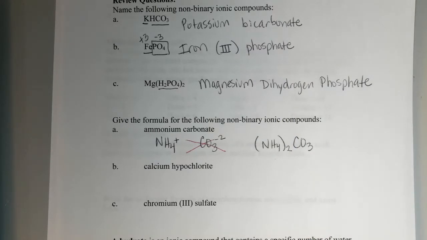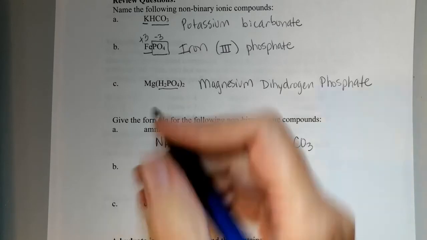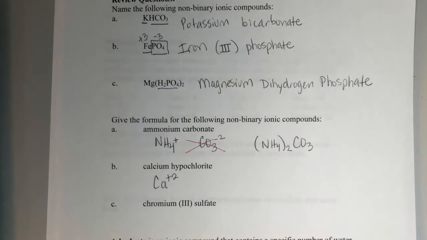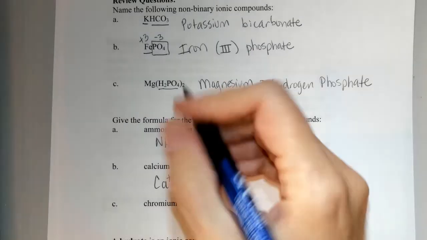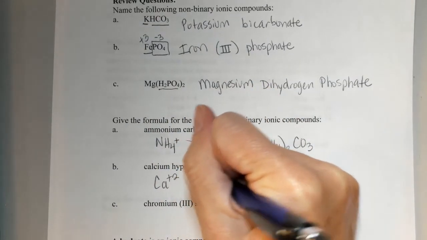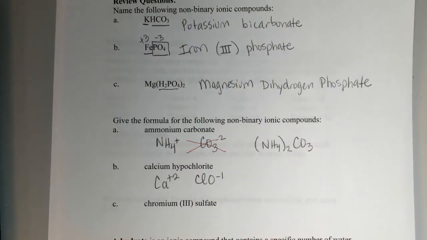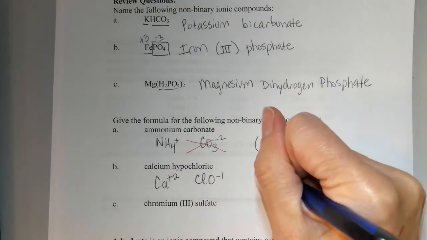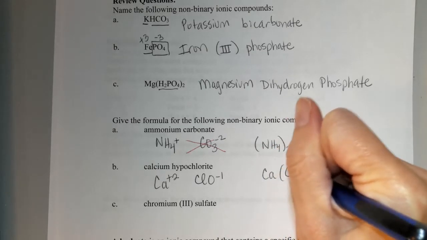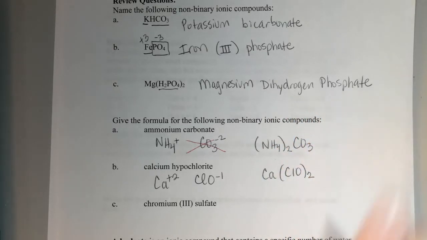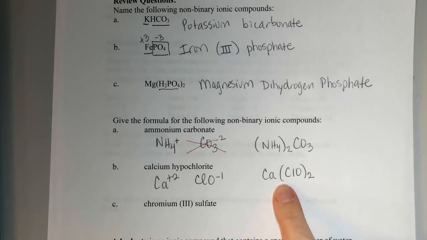The next one we have is calcium hypochlorite. Calcium we know is Ca, alkaline earth metal group 2, so +2 charge. Hypochlorite on our list of polyatomics is ClO with a -1 charge. If I crisscross there, I would need 1 calcium, and for the hypochlorite, I would need 2 to get a -2 charge to balance the calcium's +2. So I would write Ca, parentheses ClO, and then the subscript of 2.